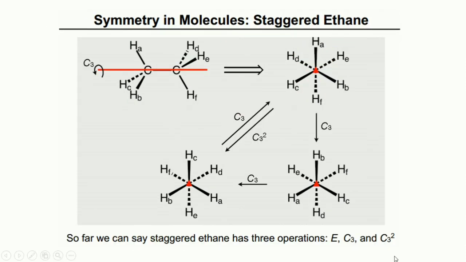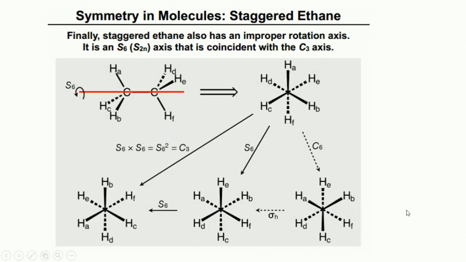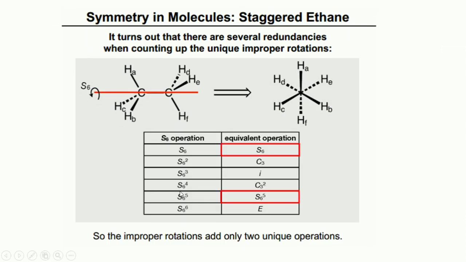C3 twice in the first, here we can see. So we do not need to write the S6 to the power 4. S6 to the power 5 is the unique one, so we need to write it in the symmetry operations, while S6 to the power 6 is actually the identity, so there is no need to write it because we have already written the identity in the symmetry operations.